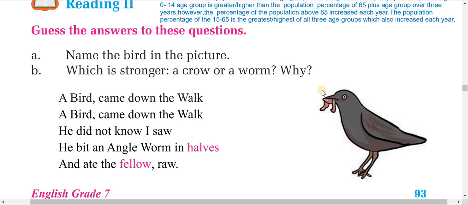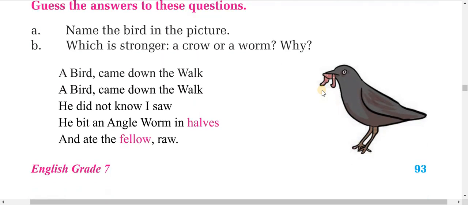Which is stronger, a crow or a worm? You know that a crow is certainly stronger than a worm. So a crow catches a worm. You can say that. Why? A crow is stronger than a worm because a crow can easily kill a worm and eat it.